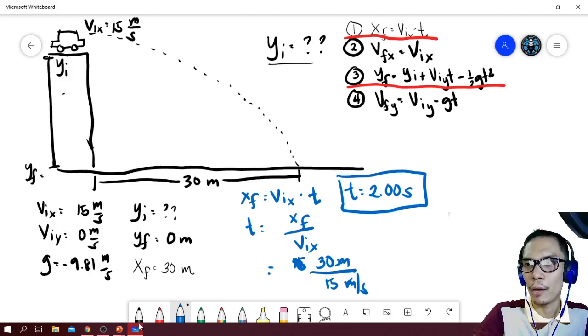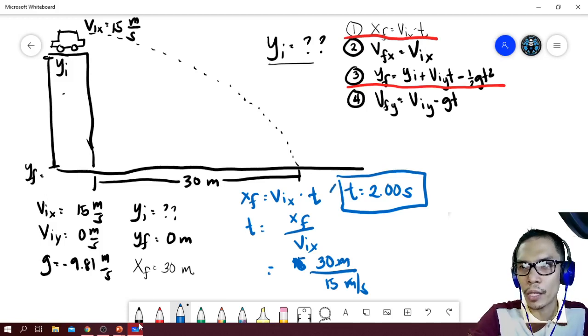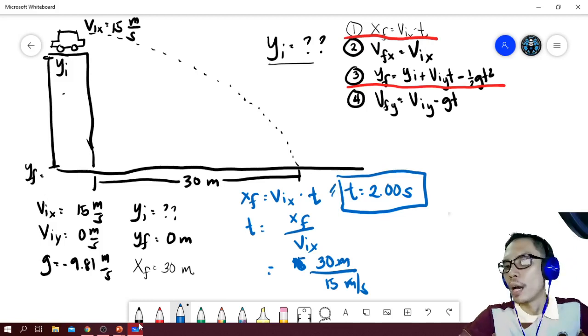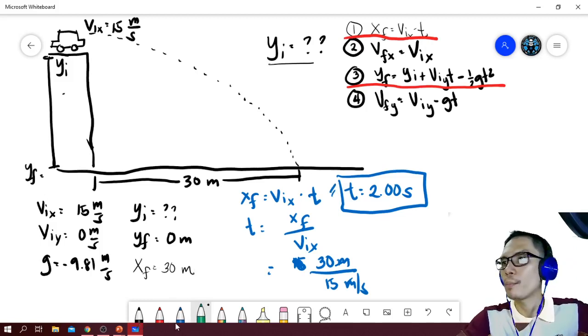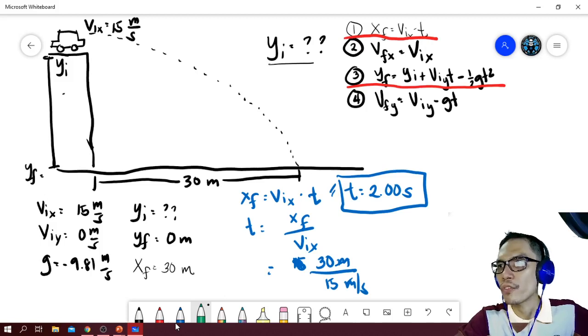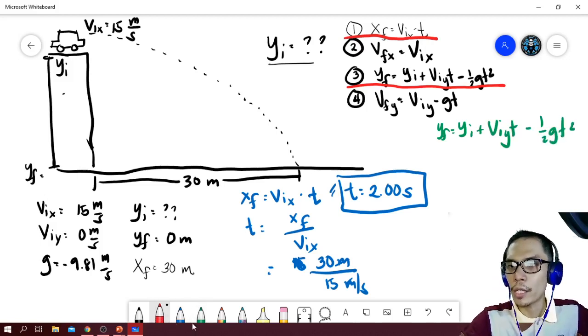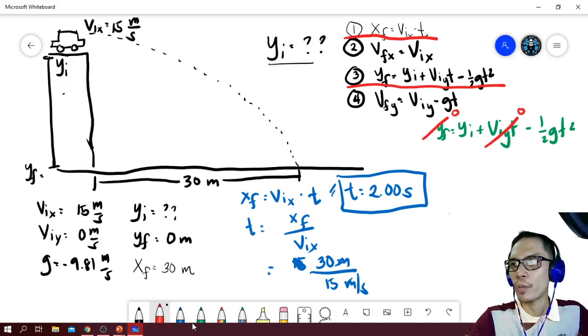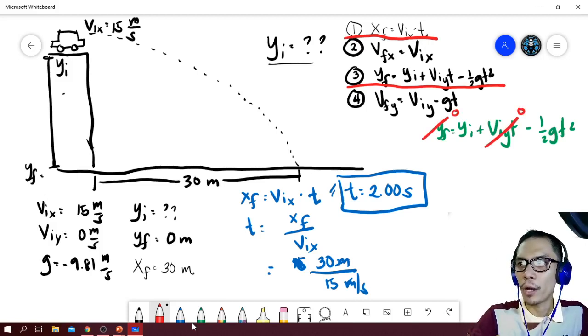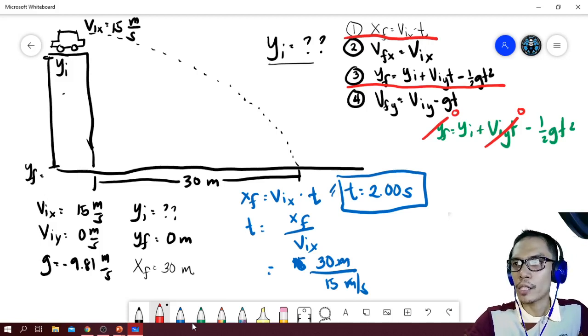Now to compute for y sub i, we can use formula number 3 because we already have our time. So y sub f is equal to y sub i plus v sub i y t minus 1/2 g t squared. Y sub f is 0 based on the problem, and v sub i y is also 0 because we don't have v sub i y. What is left is y sub i and negative 1/2 g t squared.